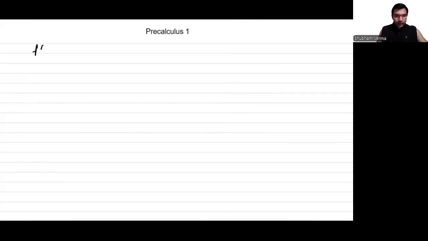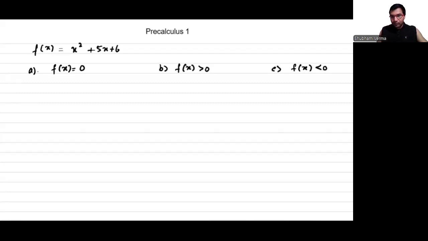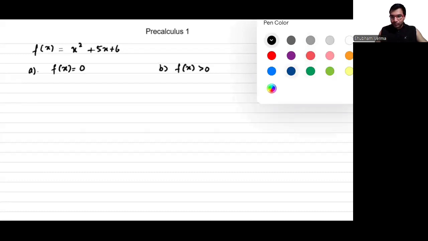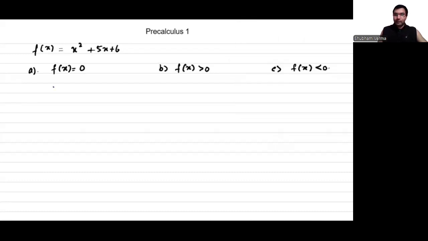Let me put the first question over here. Let's suppose we have f of x equal to x squared plus 5x plus 6. Now, there are certain questions over here. Part A, I have to find when f of x is equal to 0. Part B, when f of x is greater than 0. And part C, when f of x is less than 0. Are you getting it? So here we have three things, right?